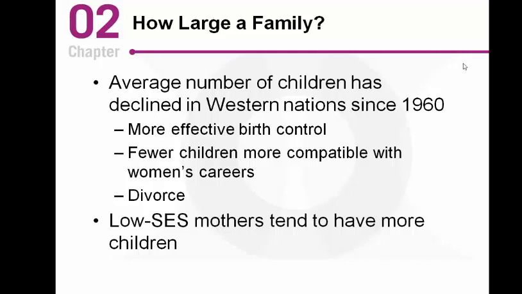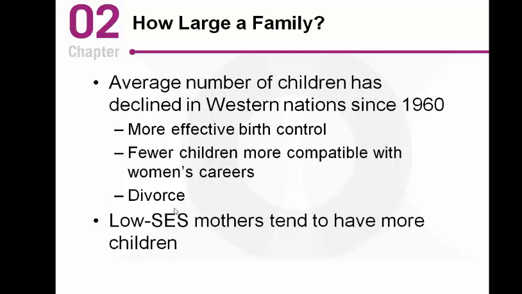But how many children are you going to have if you choose to have children? Well, the average number of children that a family has declined in Western nations, which would include us, since the 1960s. One reason why this might be on a decline is birth control options that may be cheaper, maybe more available, different types of birth control, so pills, patches, implants, that kind of thing. Also, more women are working outside of the home, which can play a factor in how many children a couple decides to try to conceive.